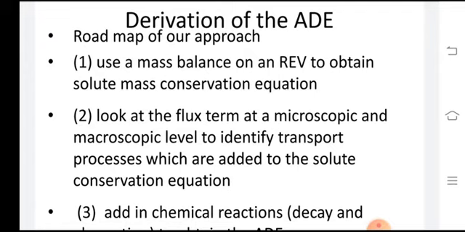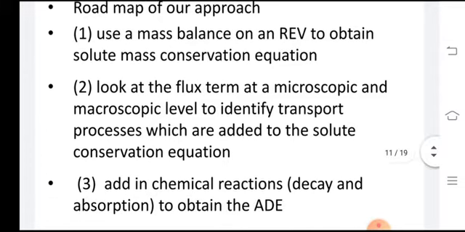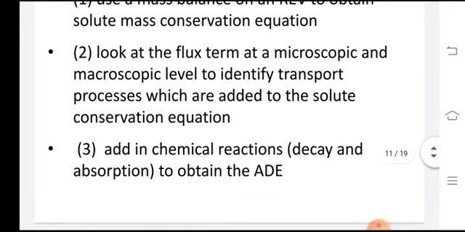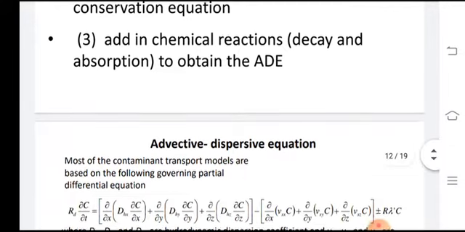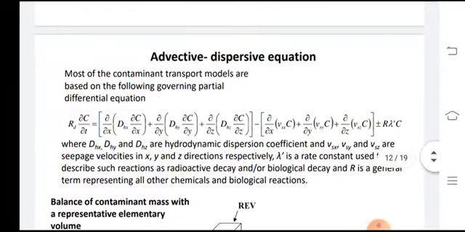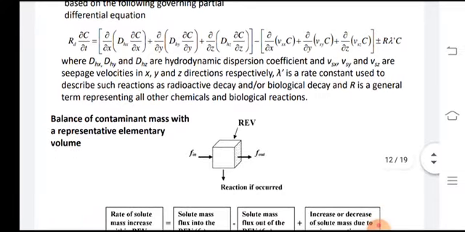So the conservation equation we earlier talked about: the incoming influx is equal to the outflux, input is equal to output, plus the changes which are taking place within that volume. So look at the flux term at the microscopic and macroscopic level to identify transport processes which are added to the solute conservation equation. Furthermore, we add chemical reactions and decay processes. This is the equation development, and it is based on this balance.